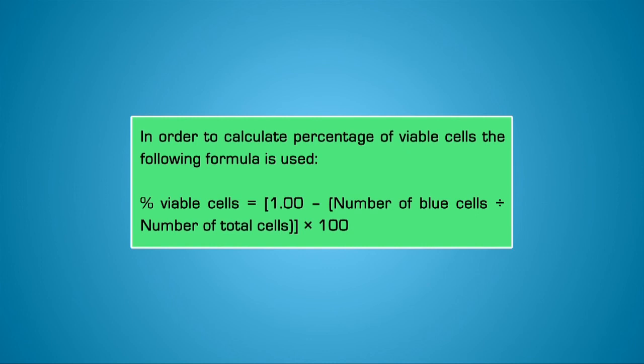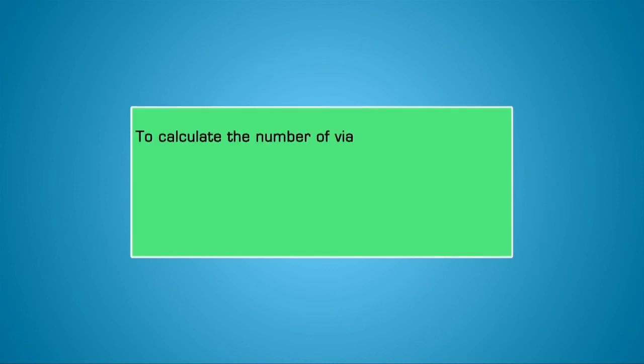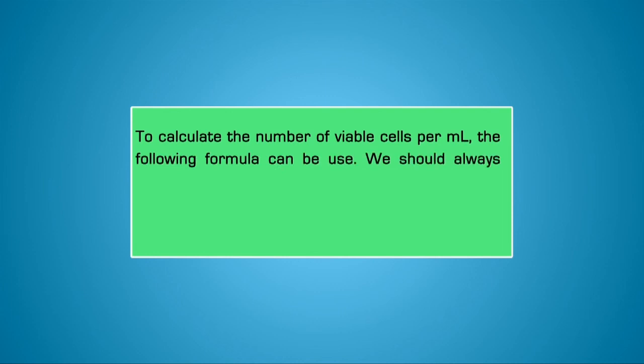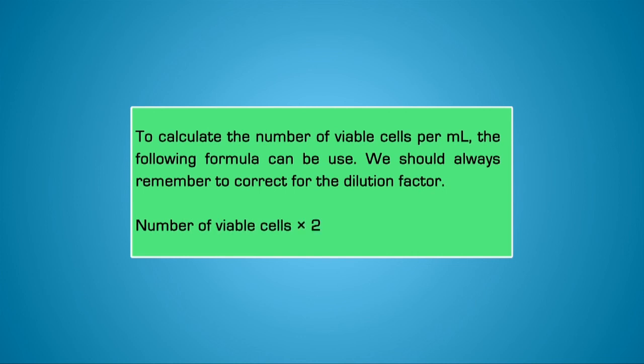multiplied by 100. To calculate the number of viable cells per ml, the following formula can be used. We should always remember to correct for the dilution factor here. Number of viable cells multiplied by 2 multiplied by 10 to the power 4, which will be equal to cells per ml of culture. Here, the number of viable cells is multiplied by 2 because the cell suspension was diluted twice when we took equal volumes of cell suspension and trypan blue.